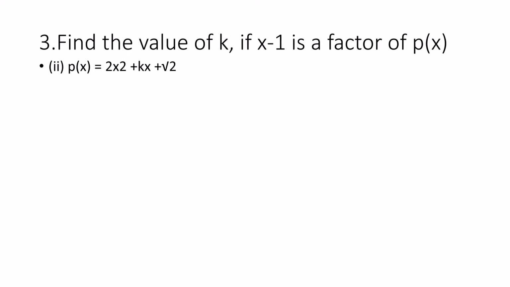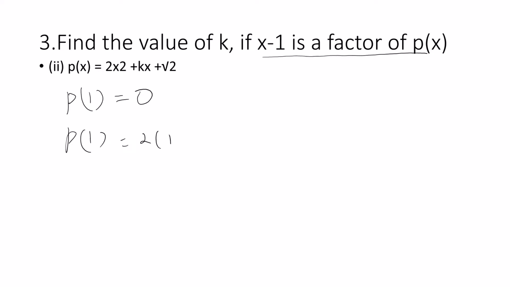Now third question, find the value of k if x minus 1 is a factor of p of x. So it is given x minus 1 is a factor of p of x, so we can find out the zero of this polynomial. So it will be 1. So we can write p of 1 will be equal to 0. Now what is p of 1?